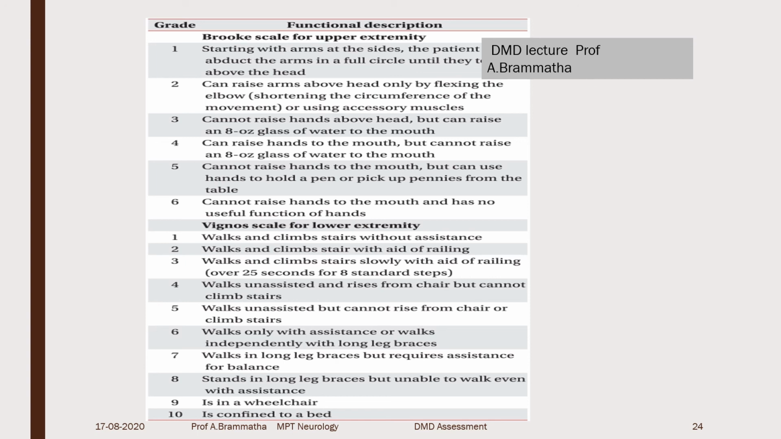And grade 7 is walks in long leg braces but requires assistance for balance. You need somebody nearby or a wall support. Grade 8 is stands in long leg braces but is unable to walk even with assistance. It's not possible. 9 he is in wheelchair and 10 is confined to bed. So this is the grading given for lower extremity functional performance using Vignos scale.